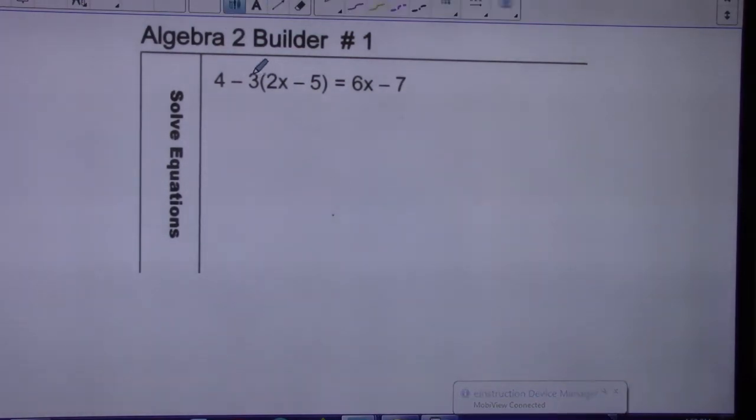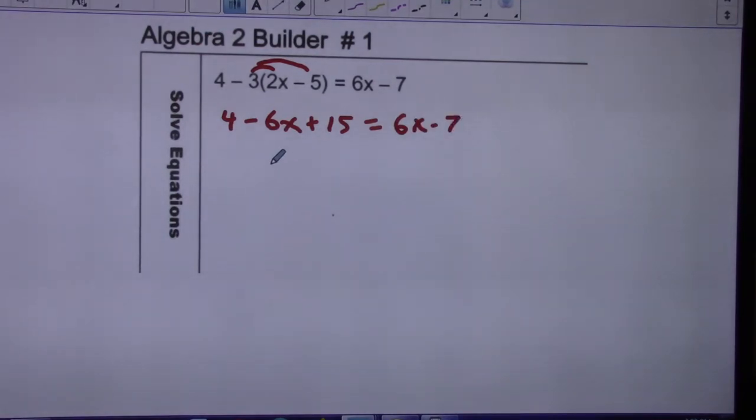I had a couple questions about this. The first thing I would do is something like this. You've seen that before, right? Yeah. Distributive property, very good. No problem. So that's going to be 6x plus 15. Is that right? And then equals 6x minus 7. And then we go here, and that's going to be negative 6x plus 19, is that right? Yep. And that's going to be equal to 6x minus 7.